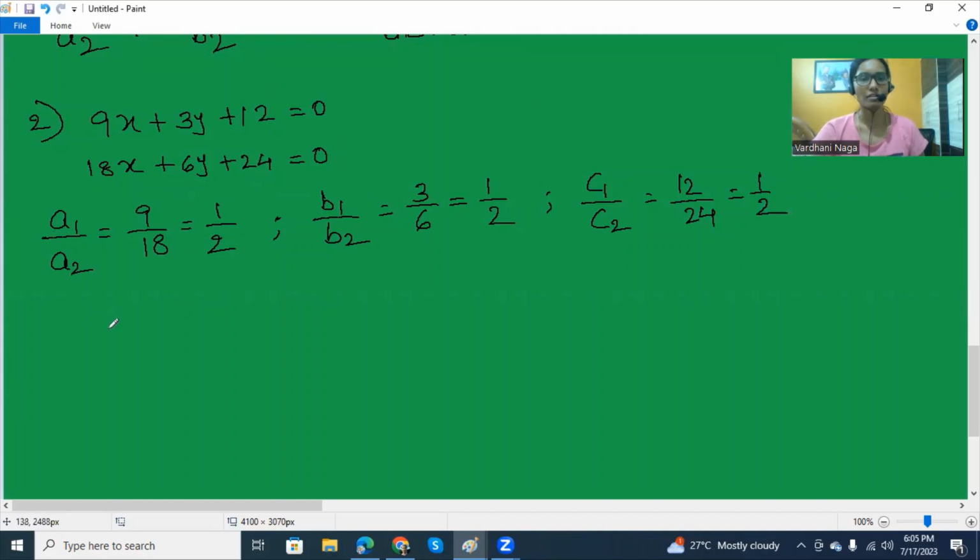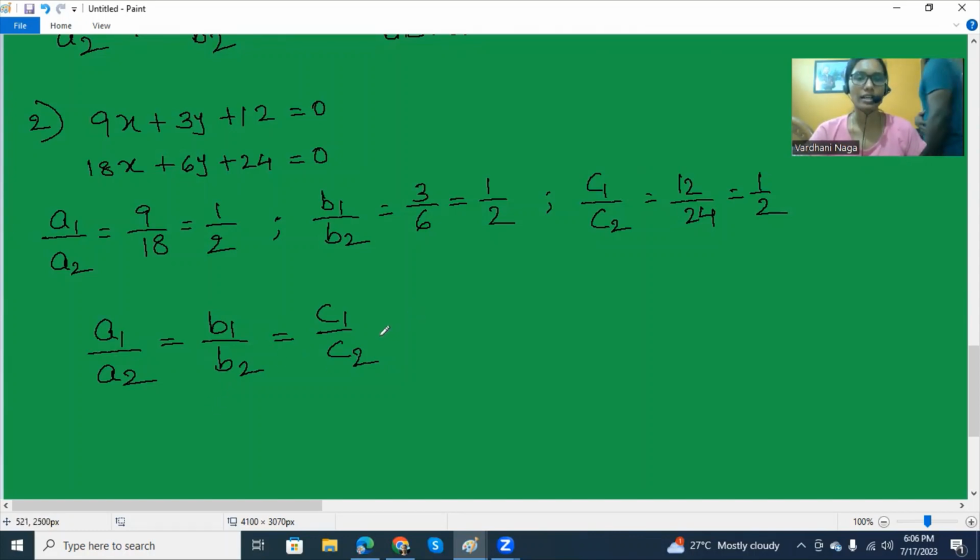So let's compare first A1 by A2 and B1 by B2: 1 by 2, 1 by 2. They both are equal. If they both are equal, you need to check C1 by C2 also. Of course, this is also equal. When these are all equal, we can say that the lines are coincident lines. They will lie on each other, and they will have infinitely many solutions.